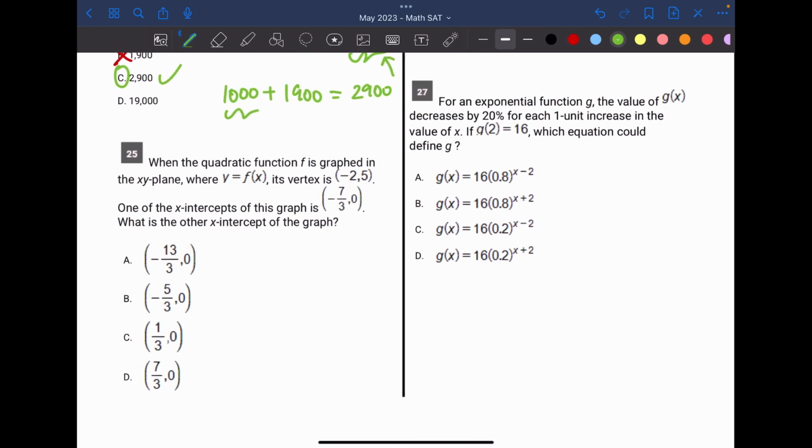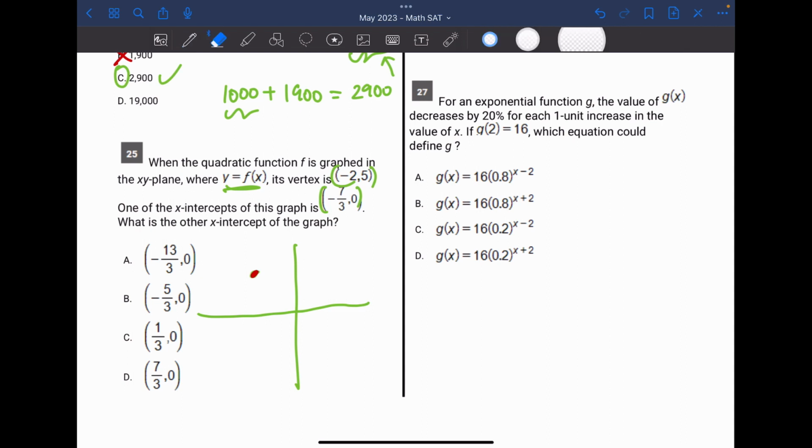Question number 25. When the quadratic function f is graphed in the xy plane, where y is equal to f of x, its vertex is at -2, 5. Then one of the x-intercepts is at -7/3, and then what is the other x-intercept of the graph? Okay, let's graph this. So, -2, 5 would be over here. I'm going to do it in red, actually. This is -2, 5, the vertex. And then one of the x-intercepts is -7/3.